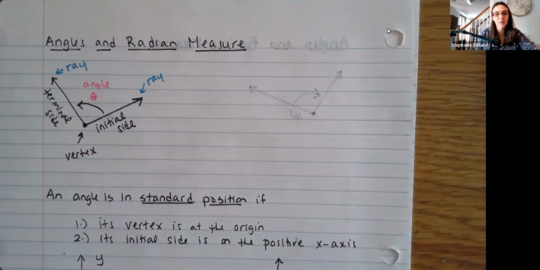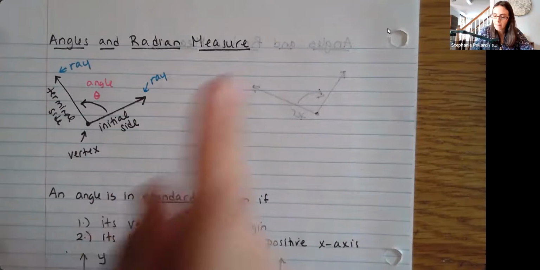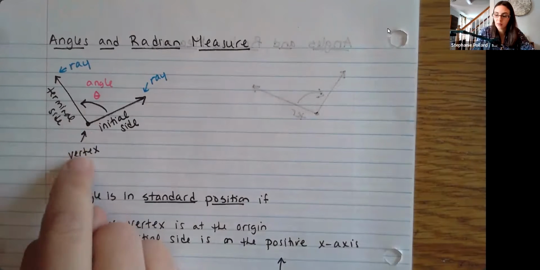Hi everybody, in this video we're going to start talking about angles and then also radian measure. So first I just have a quick drawing of an angle, and an angle is created when we have two rays that meet at a point, and that point is called the vertex.